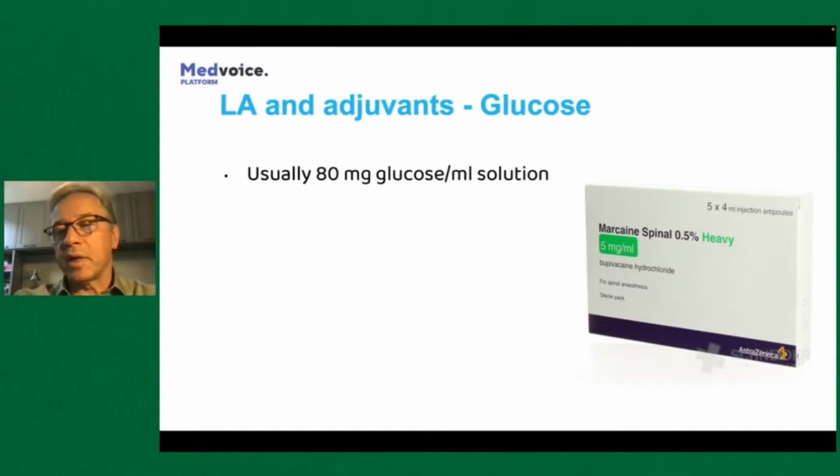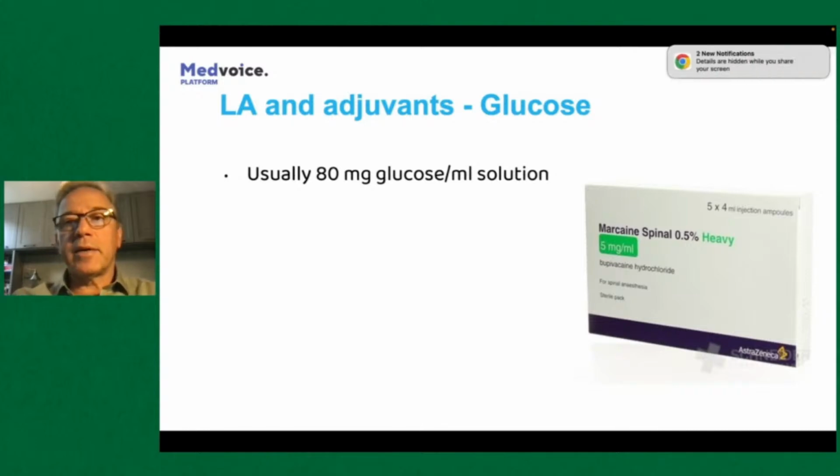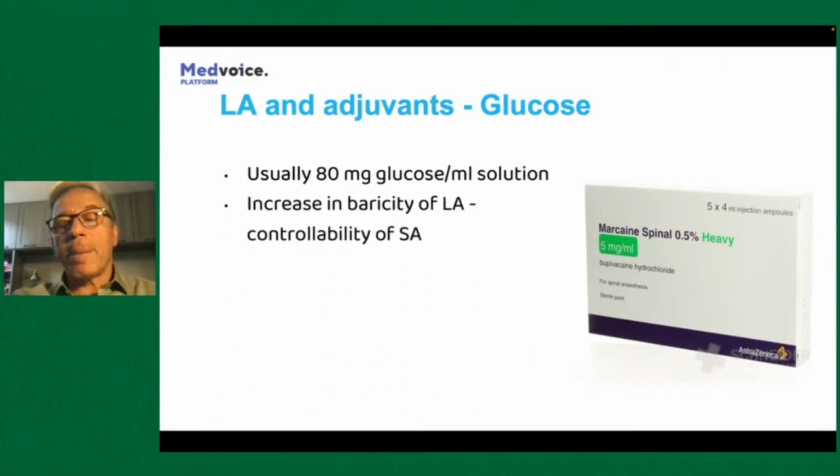And that is heavy Marcaine, as it's known by many of us. It's basically a bupivacaine solution with added 80 milligrams glucose per mil of solution, which makes it hyperbaric. What does it do? How does it help us? It basically increases the baricity and enables us to control the height of the block.